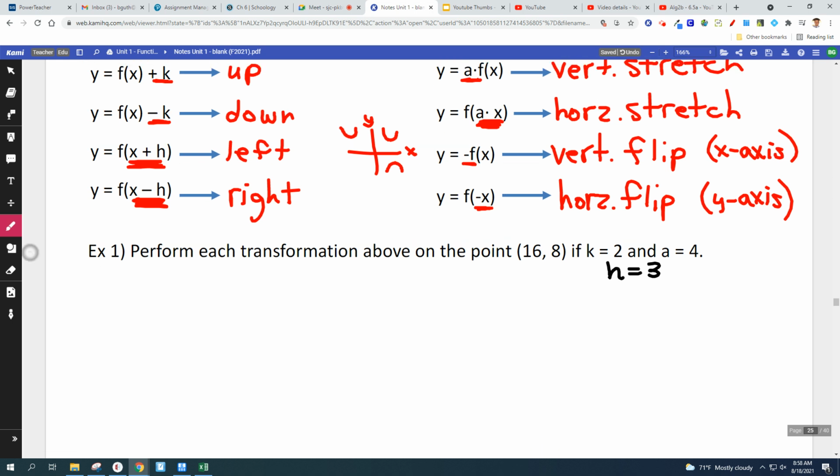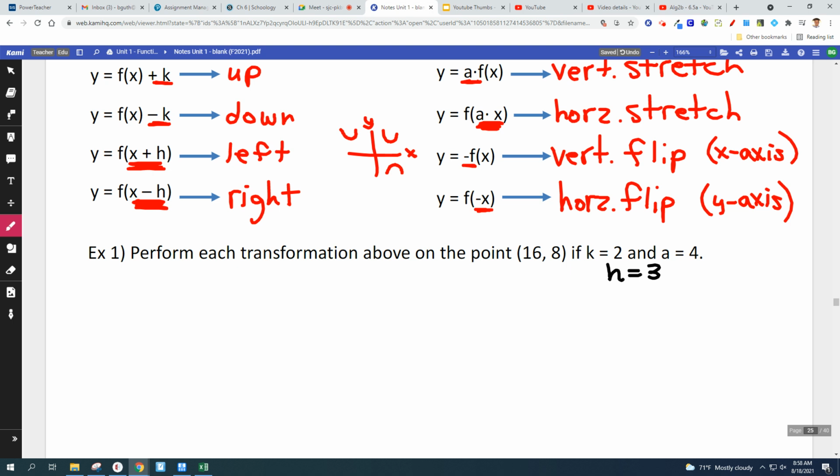So basically, the first transformation was up. So I want to go up by k, and so that's 2. So I'm going to go up 2, and I'm going to go down 2, because k is 2 over here. All right, up 2 and down 2.